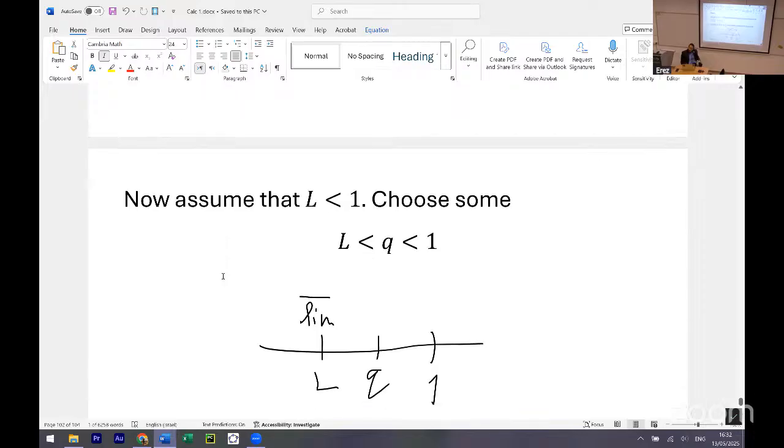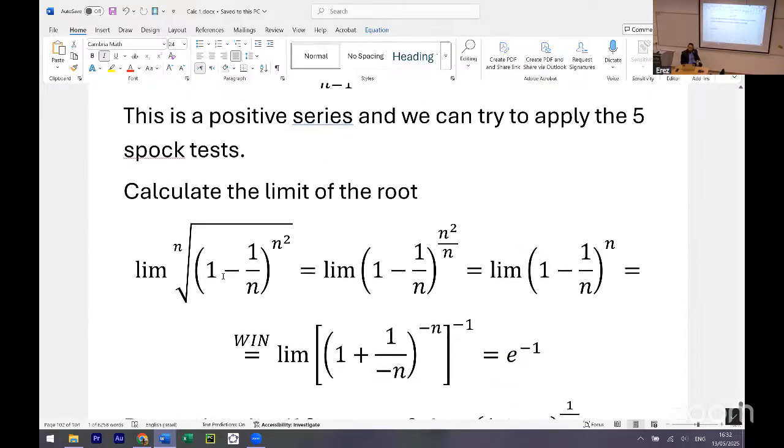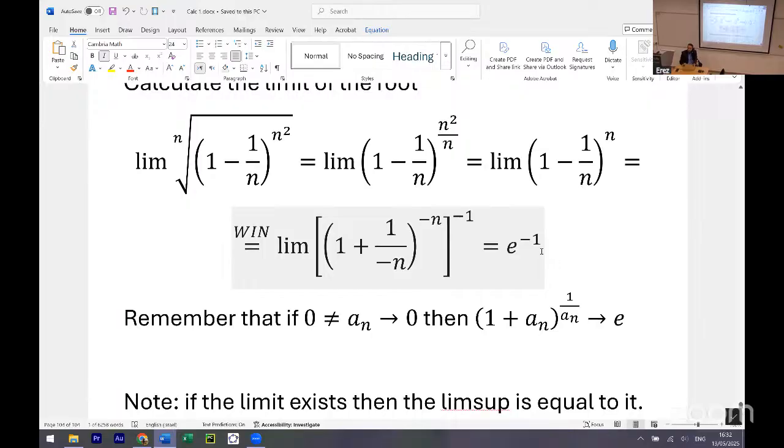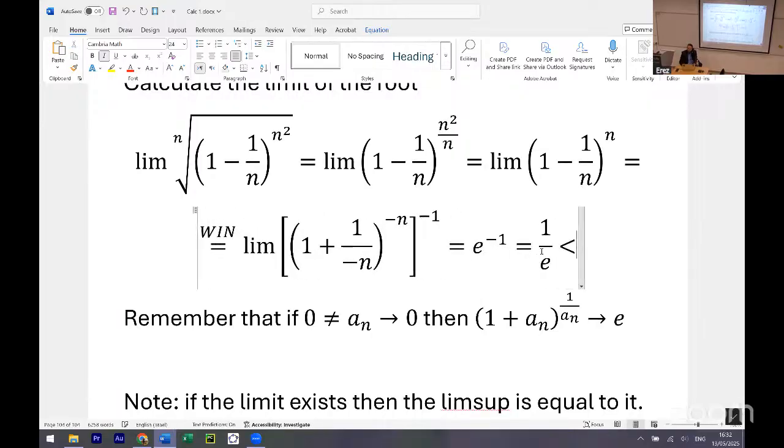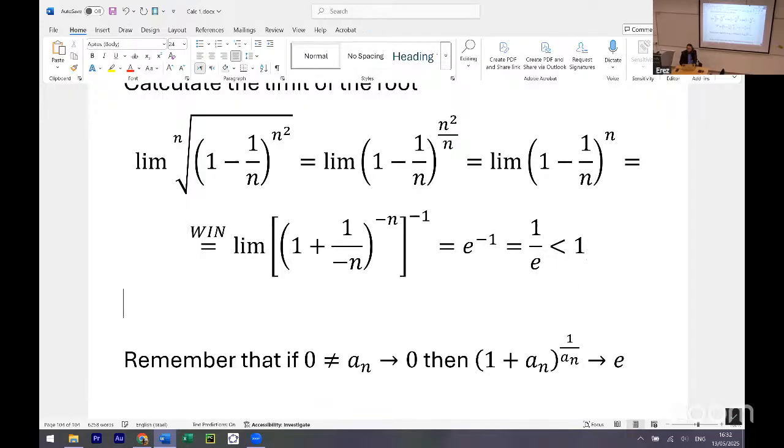And what is the answer in this case? Smaller. Smaller than 1, because it's 1 over e, which is smaller than 1. And what does that say? And therefore, it converges. The series converges.